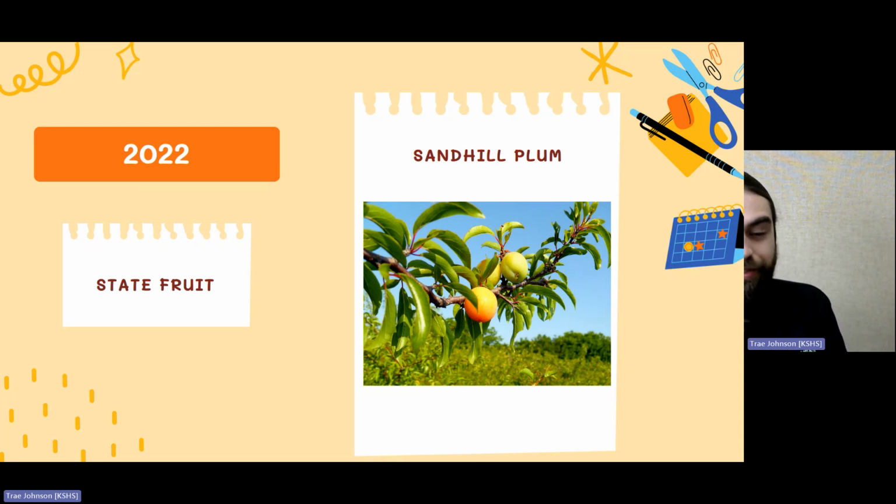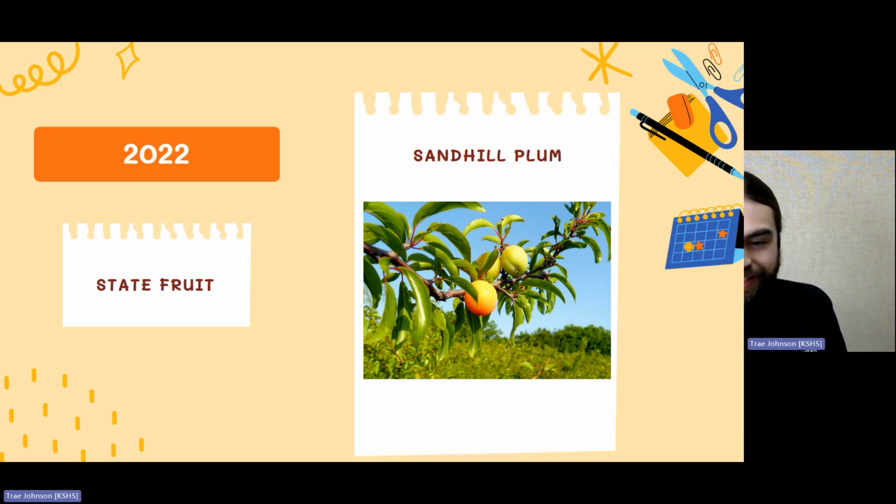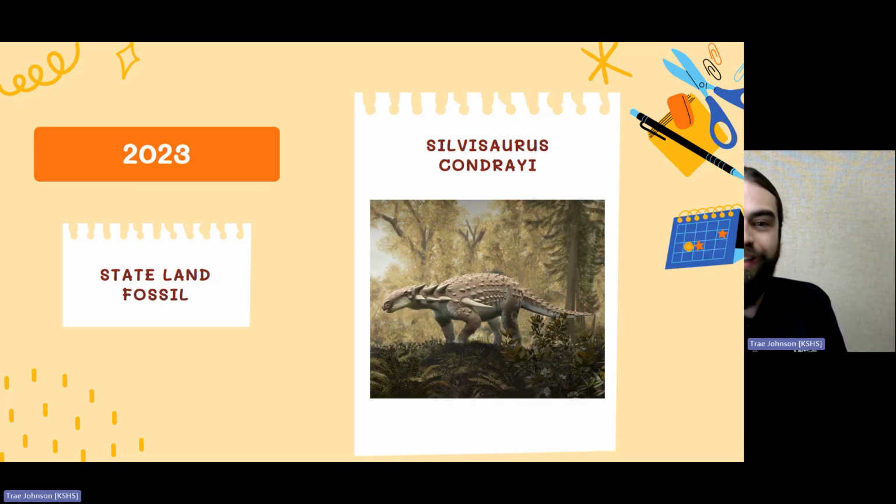All right, drum roll, everybody. Let's get ready for the latest official state symbol of Kansas. Adopted in 2023, the Silvosaurus chondrei, our state land fossil. Silvosaurus chondrei was a medium-sized armored plant eater that lived in the early to late Cretaceous period, and it's the only named dinosaur in Kansas. Silvosaurus chondrei was named after the rancher who found the fossils in Ottawa County in 1955.